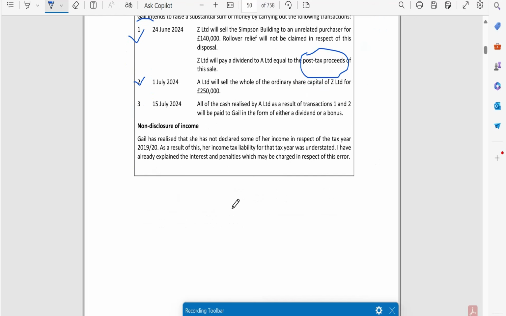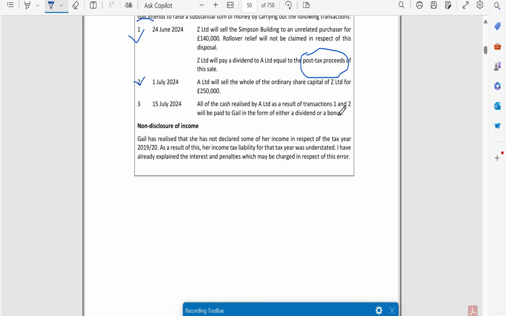Okay, moving ahead. On 15 July, all the cash received by A Ltd as a result of transactions 1 and 2 will be paid to Gill, in the form of either dividend or bonus. So now the cash will be paid to Gill, who is an individual, in the form of dividend or bonus. Listen to the consequences very carefully. In case of dividend, if the company is giving the dividend to the shareholder, it will not be an allowed expense. The individual receiving that income as dividend has to pay tax according to the dividend rate slab. It will not be part of the UK relevant earnings, because it's not part of employment. And on this dividend, neither the individual nor the employer has to pay any NIC, right?